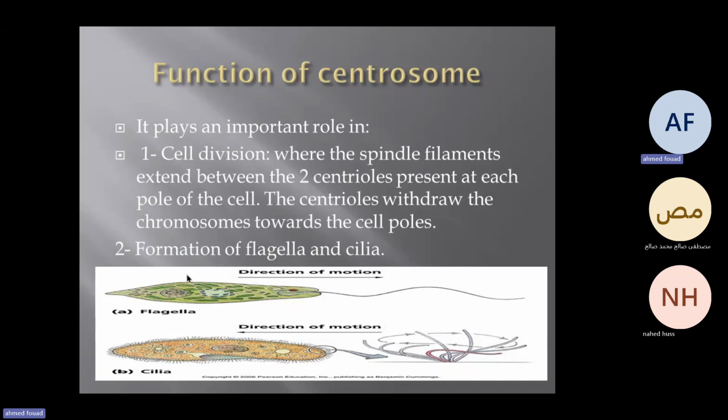Flagella like this organelle, which is called euglena, has a flagellum used in movement. Also the other organelle, which is called paramecium, its body is surrounded by small hairs called cilia. These cilia are also produced by the centrosome. Also the tail of the sperm is produced from the centrosome.